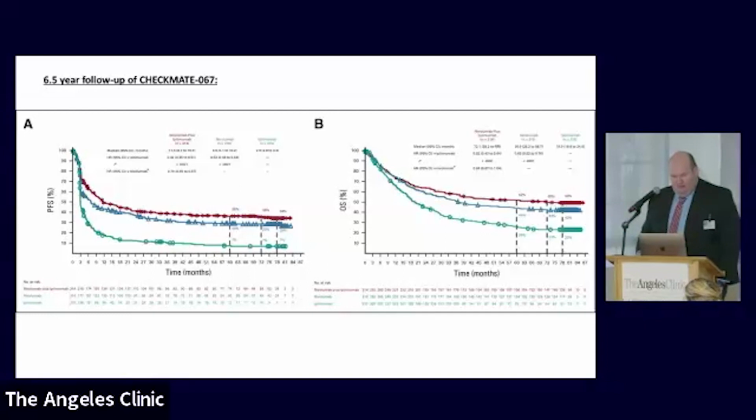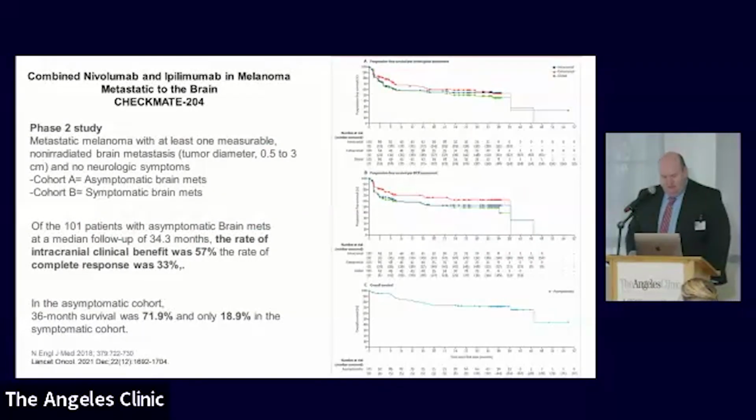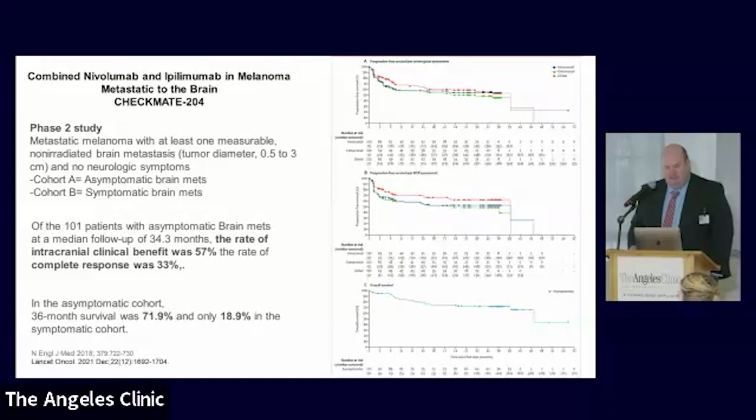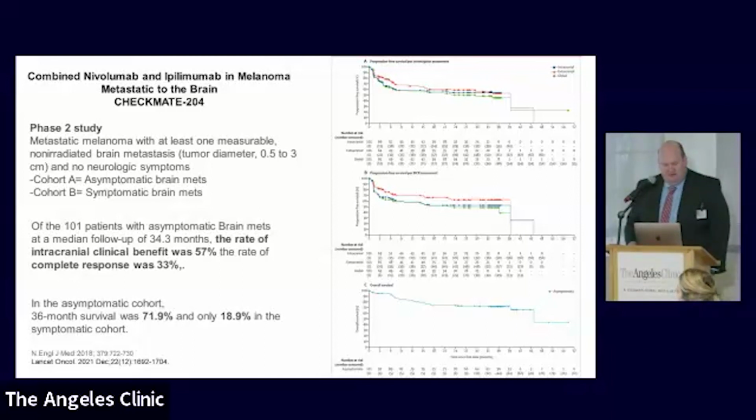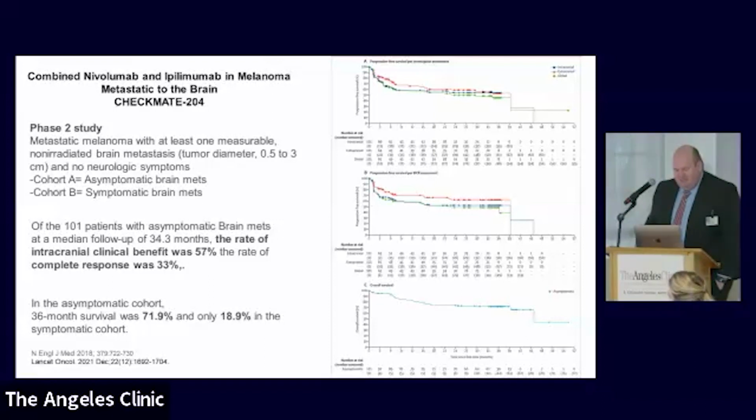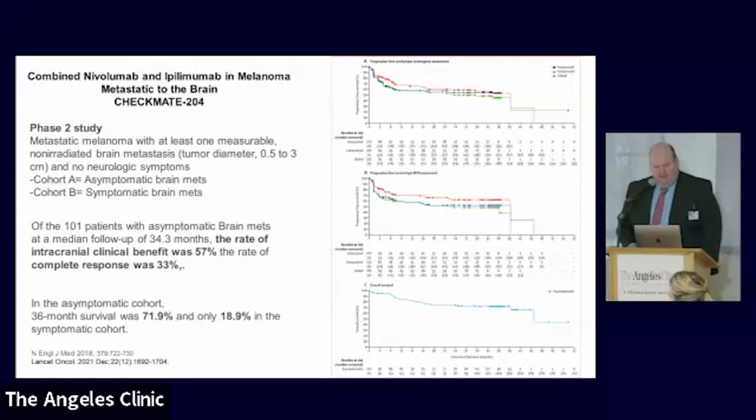This combination was also tested in patients with brain metastasis, in a cohort of 101 patients with asymptomatic metastasis, and a cohort of 18 patients with symptomatic metastasis in the CheckMate 204 study. In the asymptomatic cohort, the intracranial benefit rate, or the shrinkage of brain metastasis, was 57%, with 30% of the cohort achieving a complete response of the brain metastasis. The landmark survival at 36 months was 71.9% in the asymptomatic cohort, and only 18.9% in the symptomatic cohort. So we see that this is not only effective in the body, but in the brain as well.